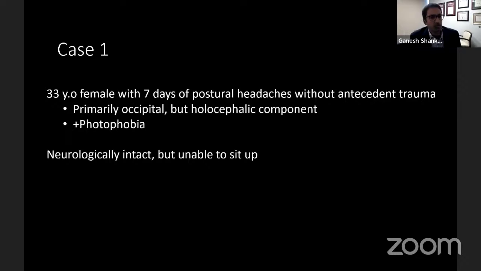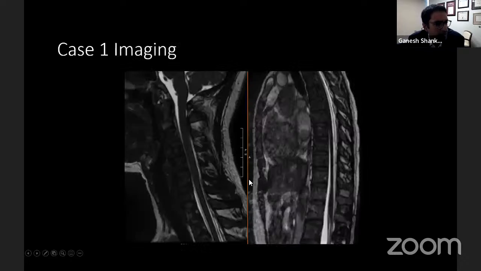So type 1 leak, here's a case, a 33-year-old female who presents with 7 days of postural headaches with no trauma. Primarily, these headaches are occipital, but there is a holocephalic component. She has some photophobia, neurologically intact, but she's unable to sit up.